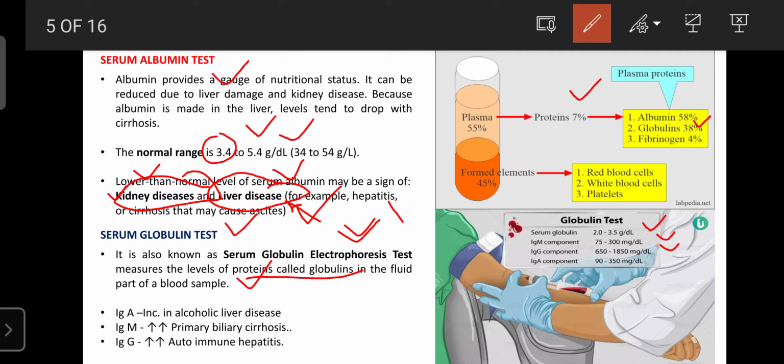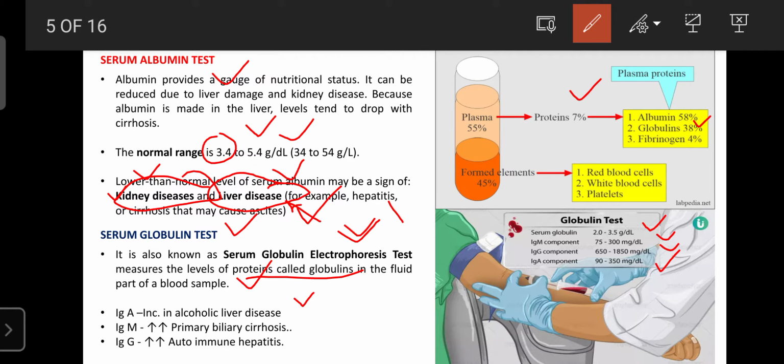Normally they are found in the plasma. Then the IgA component is 90 to 350 mg per deciliter. So this is the normal range of the different types of globulins. Regarding IgA, it increases in the case of alcoholic liver disease. If the IgA level increases, that can denote the liver is suffering from liver damage due to alcohol use in alcoholic patients.